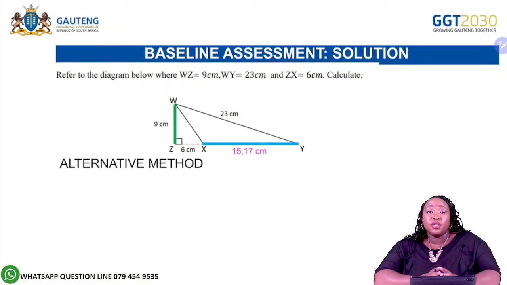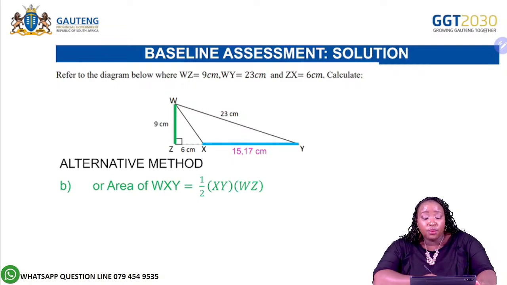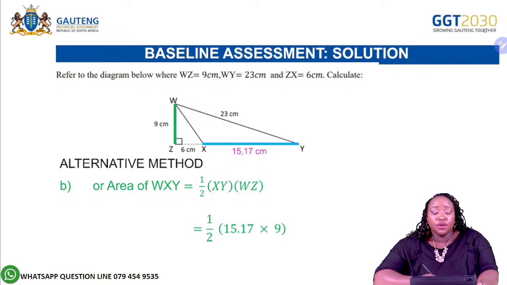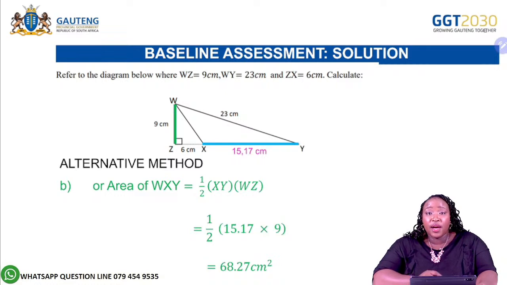Remember when I gave you the formulas for area, I was specific about the area of a triangle, that you should train your eye to always recognize the perpendicular height in a triangle and also the base of a triangle, right? So we are using those two, so the area of WXY will be equal to half the base times the height, where the base is XY and the height is WZ. So you substitute those and you should notice that you get the same value, which is 68,27 centimeters squared.